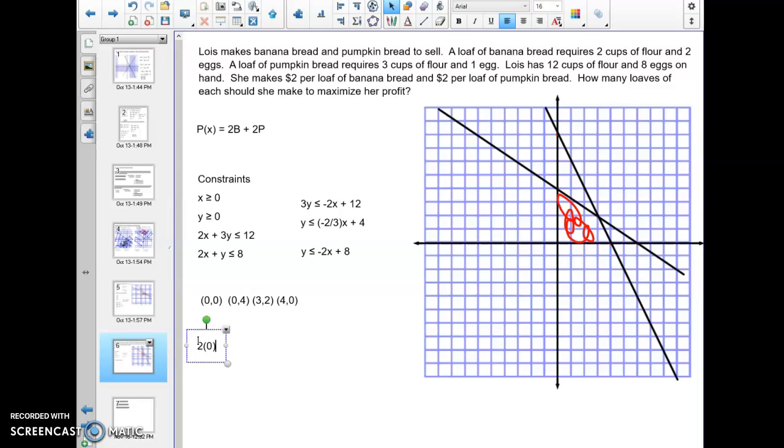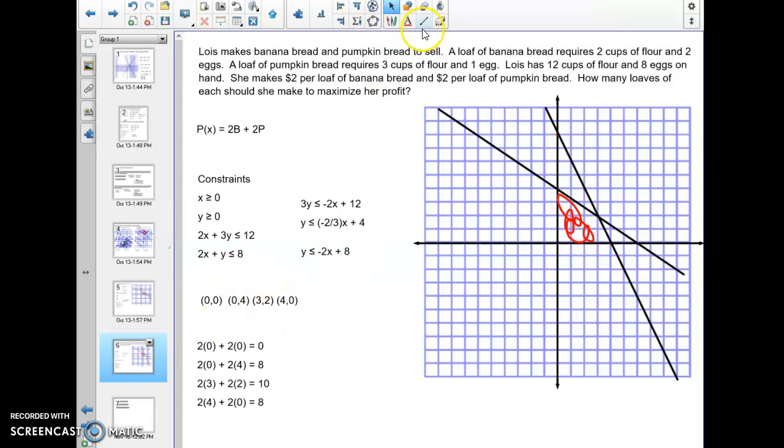And now we check each of them in the function above. So 2 times 0 plus 2 times 0 equals 0. 2 times 0 plus 2 times 4 equals 8. 2 times 3 plus 2 times 2 equals 10. And 2 times 4 plus 2 times 0 equals 8.